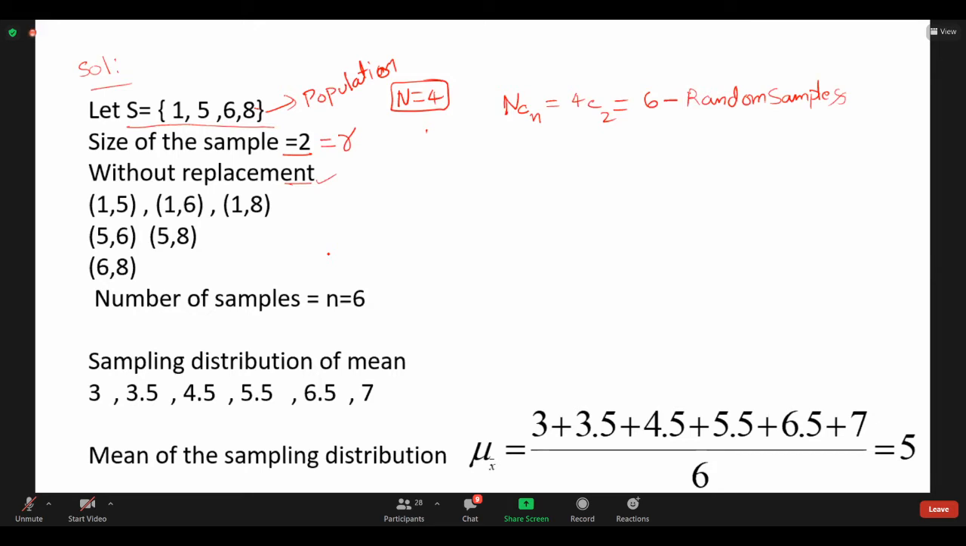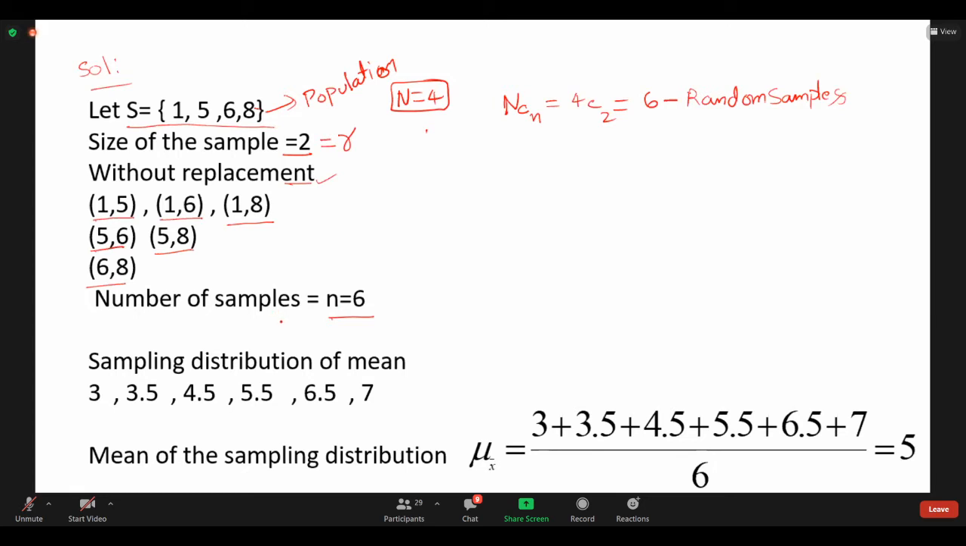Okay, all of you check. The first random sample is 1, 5, and the second random sample is 1, 6. The third random sample is 1, 8. And the fourth random sample is 5, 6. Fifth one is 5, 8. And sixth one is 6, 8. Total 6 random samples are there.